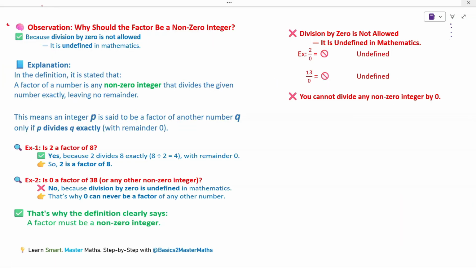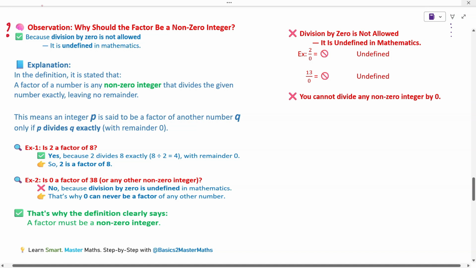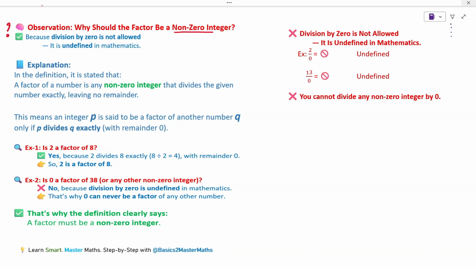At the end, let us take a question. Why should the factor always be a non-zero integer? Let us try to understand with an explanation. In the definition, it is stated that a factor of a number is any non-zero integer that divides the given number exactly, leaving no remainder.